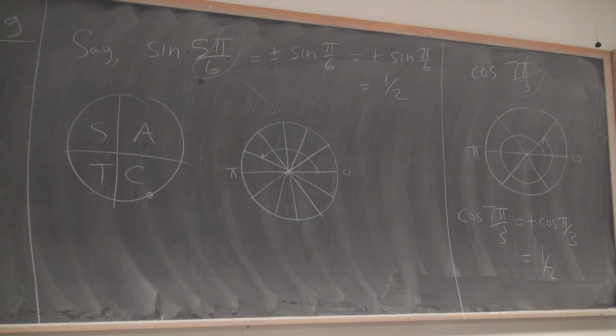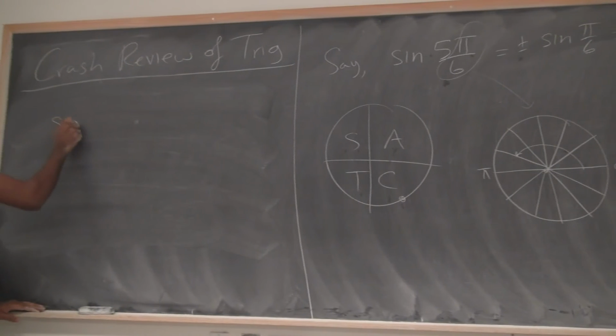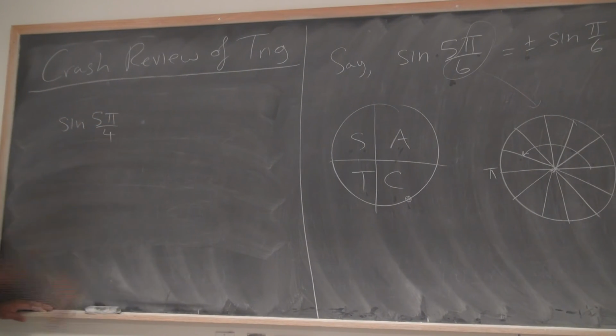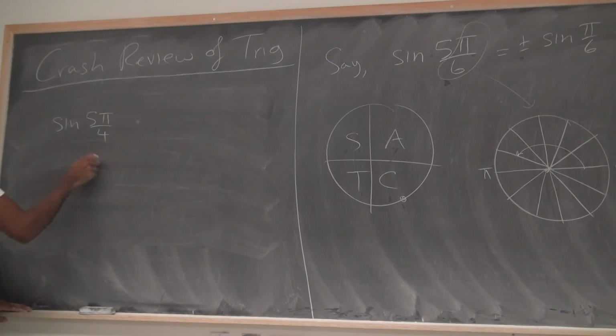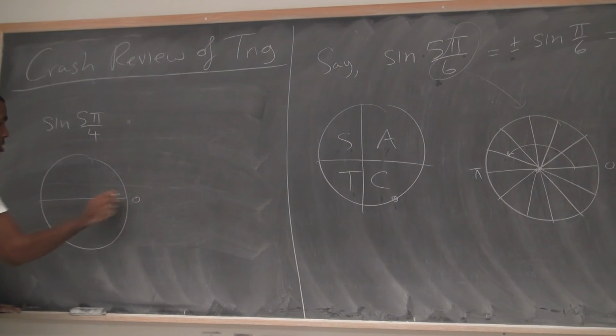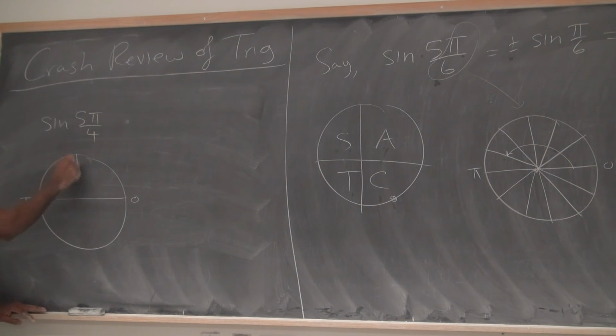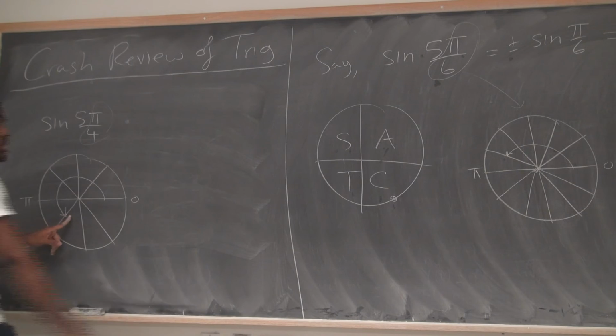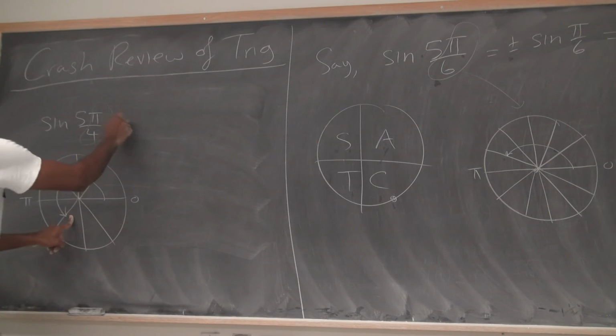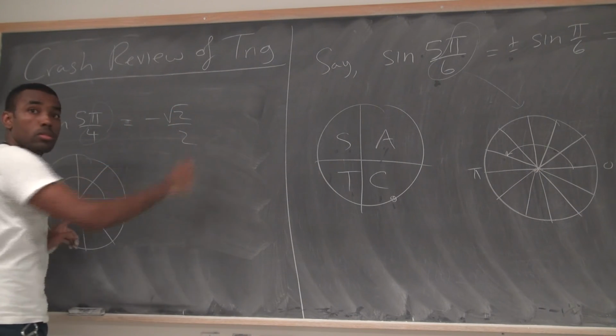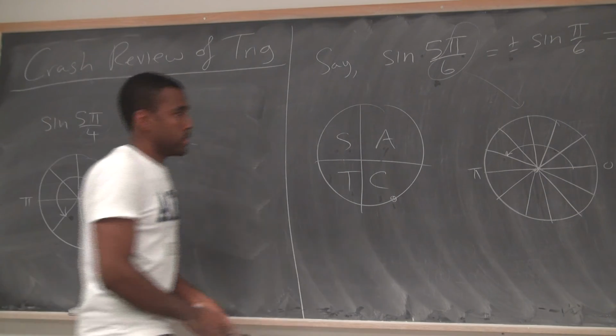Now, we can also ask about pi over 4. So let's do something like sine of 5 pi over 4. So again, this is 0, this is pi. The formula is divide pi into 4 pieces. Take 5 of them, right? There are 5 pi over 4s. 1, 2, 3, 4, 5. That puts me in the third quadrant. Sine is negative here. So it's just minus radical 2 over 2. Okay? All right.